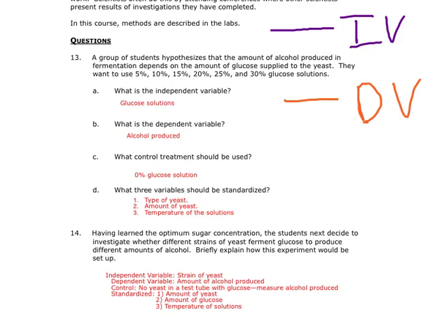Okay, so the first one we're going to read really carefully. A group of students hypothesizes that the amount of alcohol produced in fermentation depends on the amount of glucose supplied to the yeast. They want to use 5%, 10%, 15, 20, 25, and 30% glucose solutions. The questions asked are A, what is the independent variable? B, what is the dependent variable? C, what control treatment should be used? And D, what three variables should be standardized?